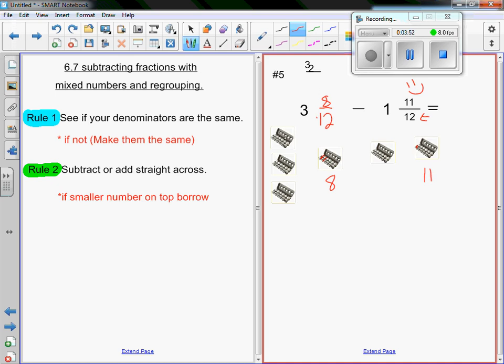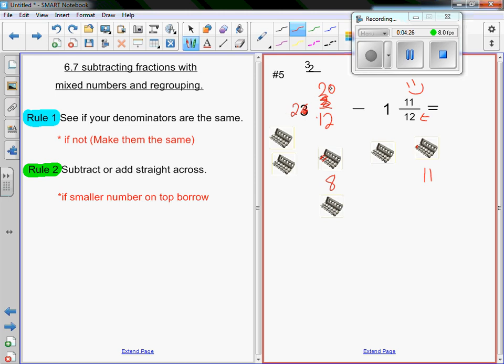To borrow, I'm actually going to take one of the whole sets, and I'm going to add it to the 8 I already have. I can't do it with that one, so I'm going to do it with this one. What that leaves me with, instead of 3, is 2 whole sets, and then 8 plus the 12 I just added to it. So 8 plus 12 is 20. On top I'm going to have 20, but I took those from the 3, and now I only have 2. So I have 2 and 20 twelfths. This makes it so this number's bigger, and I can subtract the 11.